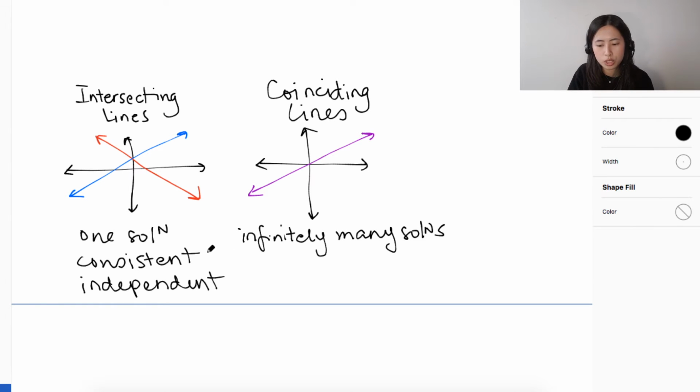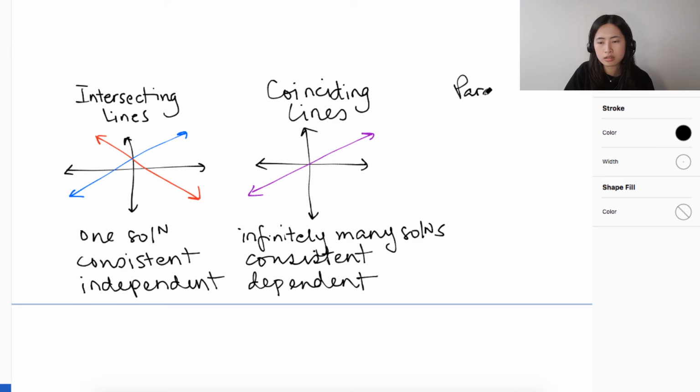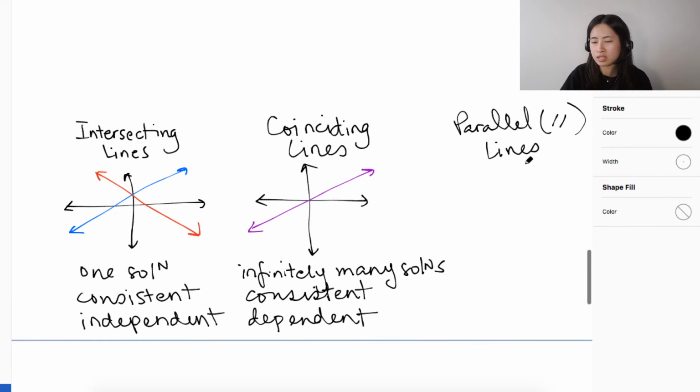Infinitely many solutions. It's consistent and it's dependent, right? Because you have two lines. And then on the other hand, if you have parallel lines, by the way, anytime I show you the symbol, this is what parallel lines mean. In that case, you don't have any solution, because you never intersect.